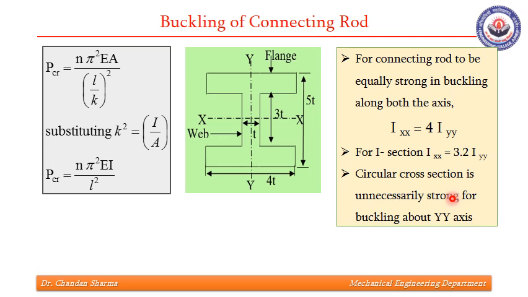On the other hand, a circular cross section is unnecessarily strong for buckling about the Y axis. So here we have fixed that for a connecting rod to be equally strong in buckling about the XX and YY axes, the most appropriate cross section is the I section with these dimensions. Now, our job is just to find this t so that we can suggest what will be the cross section of the connecting rod.